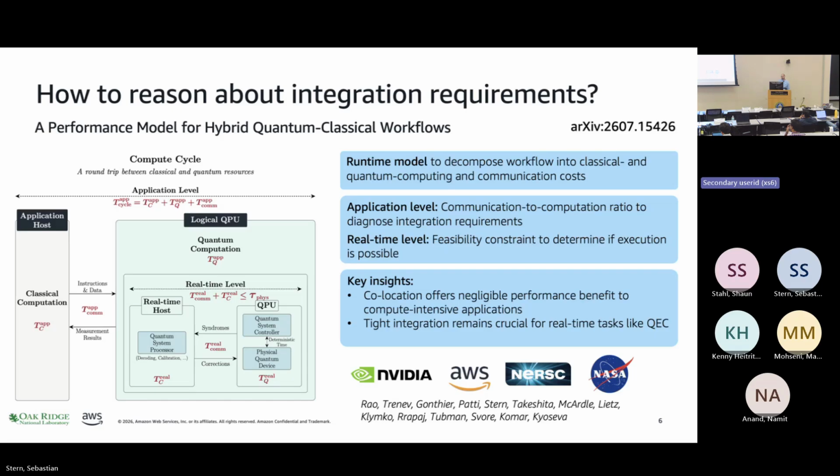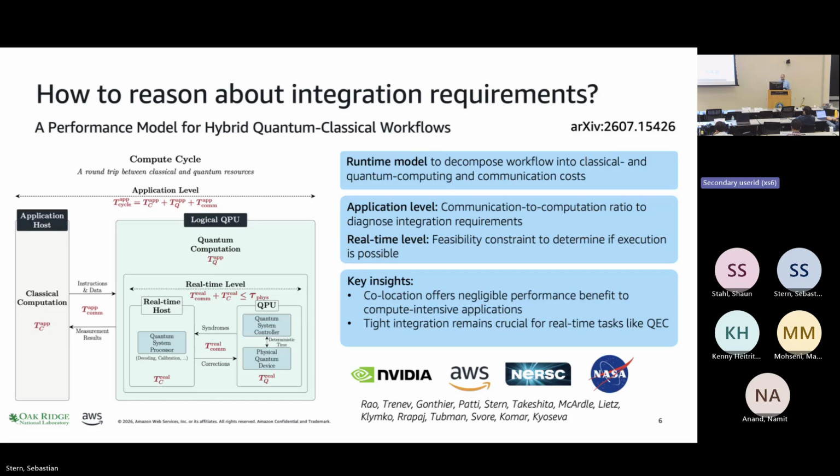At the application level, we came up with a metric for a computation to communication ratio, and we think it allows us to diagnose these integration requirements, or more specifically, identify whether a certain workflow is compute heavy or communication sensitive. At the real-time level, maybe it's a bit more obvious. That model gives us a feasibility constraint that determines whether a certain execution is possible, rather than what the time to solution is.